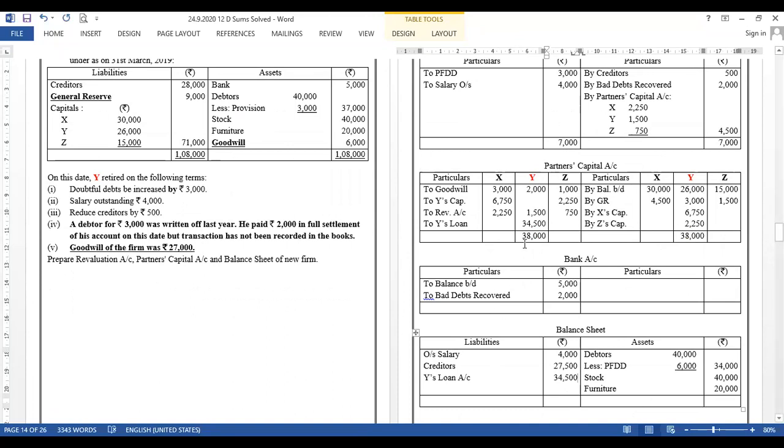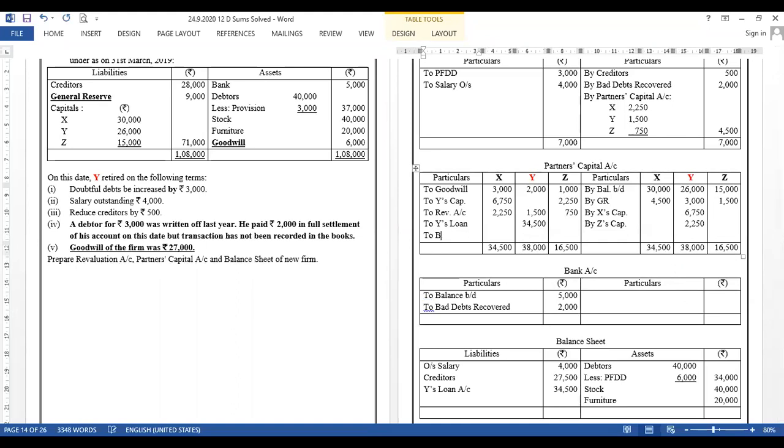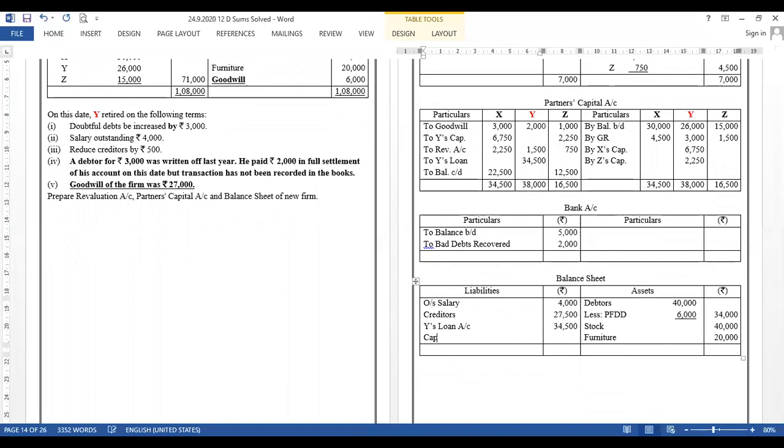That's fine. Now let us get the totals for X and Z also. This is going to be 34,500 and over here 16,500. Okay, so let us copy this over here. Done. Let us get the difference over here. 22,500. One second. Do balance c/d for X, 22,500. Next, 12,500. The capital balances will have to go to the balance sheet on the liability side as capitals.